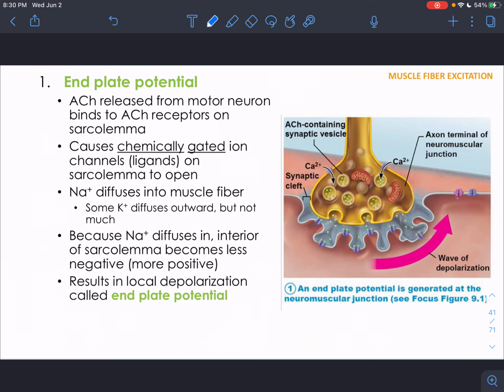Okay, so we stopped by talking about the end plate potential. So the end plate potential happens when acetylcholine is released from the motor neuron and it binds to the receptors on the sarcolemma. These chemically gated or ligand, I keep saying, is the same thing as chemical. Chemically gated or ligand gated ion channels open. Sodium goes into the muscle fiber. Some potassium leaves, but not much. That sodium coming in causes the inside to become more positive or less negative. And this is what results in that end plate potential or depolarization.